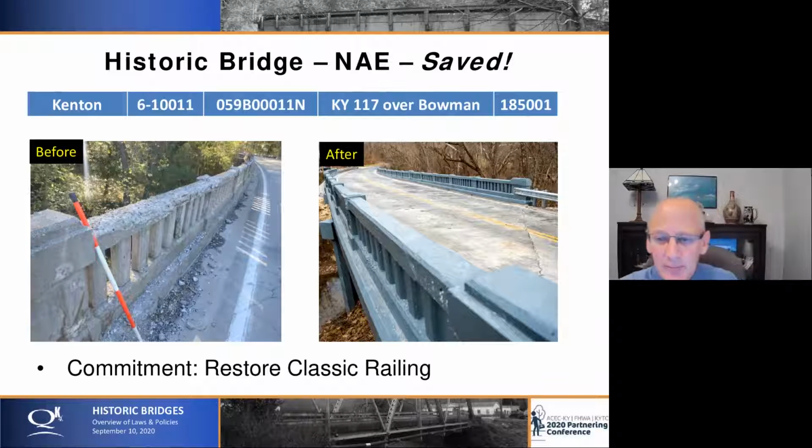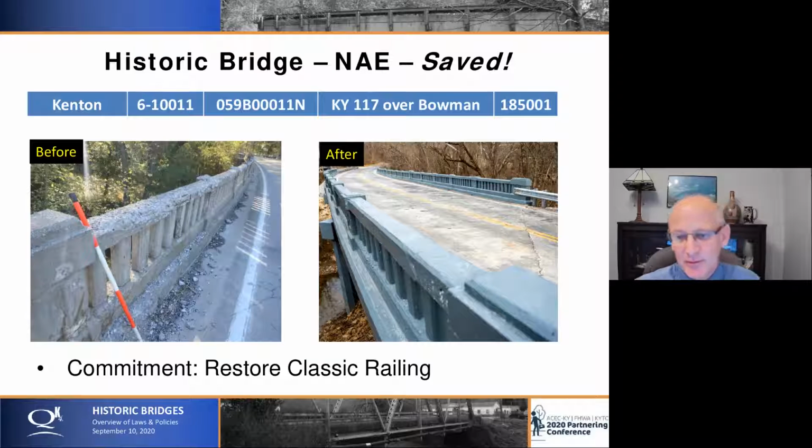There's another bridge in Kenton County. This was actually the first bridge let for construction in the Bridge in Kentucky program. It's a historic bridge over an outstanding resource water. It had all the things going to make it complicated. The scope of work was to rebuild this deck and the railing. That's exactly what happened. Here's a picture after construction.